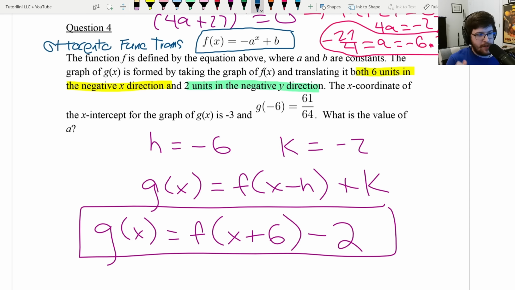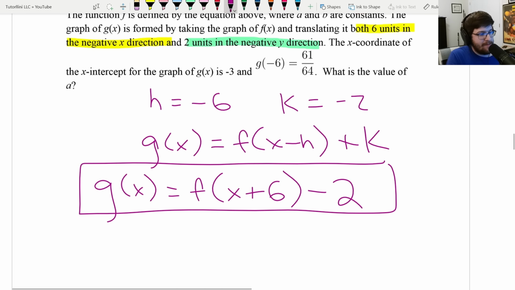I went over this in the video. Definitely go check that out if you don't know about function translations. It's on the digital SAT a lot.